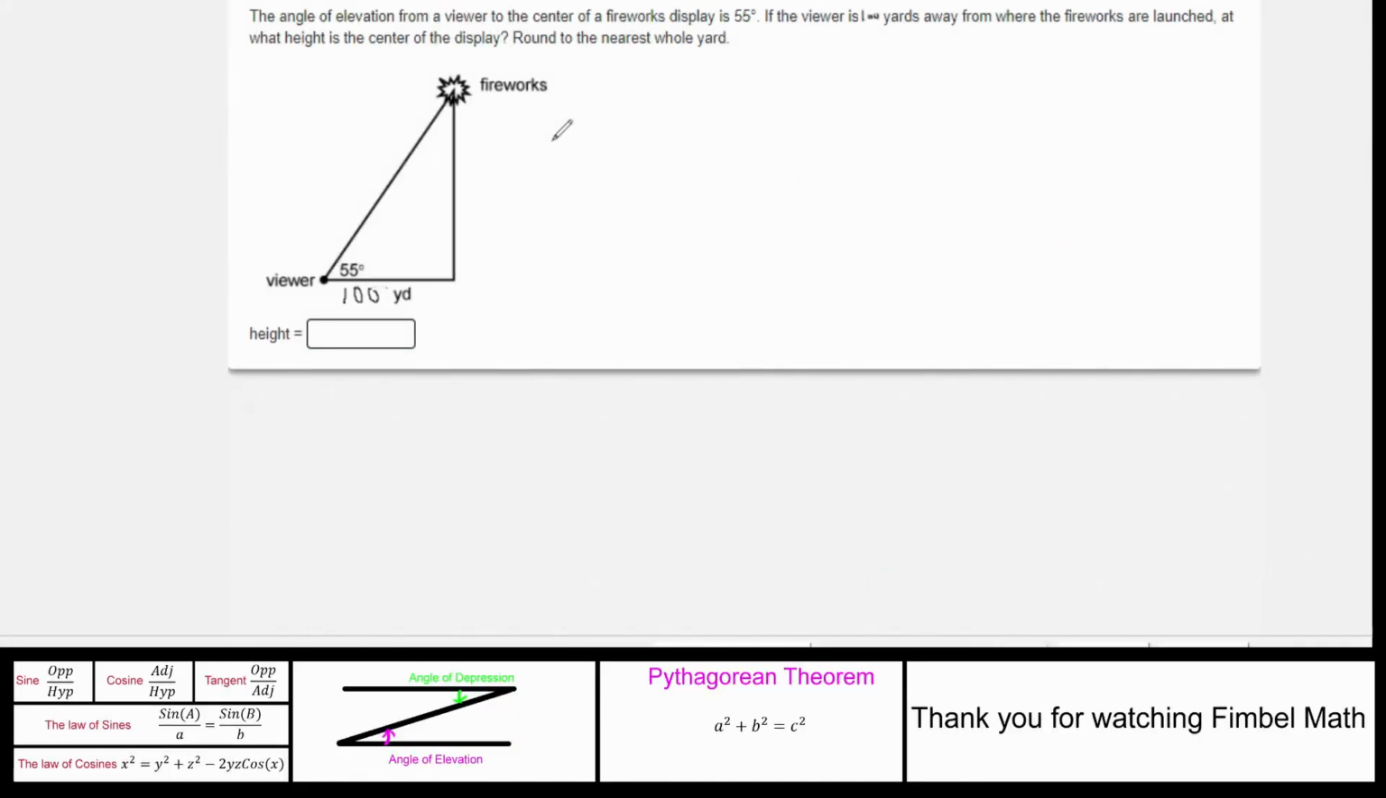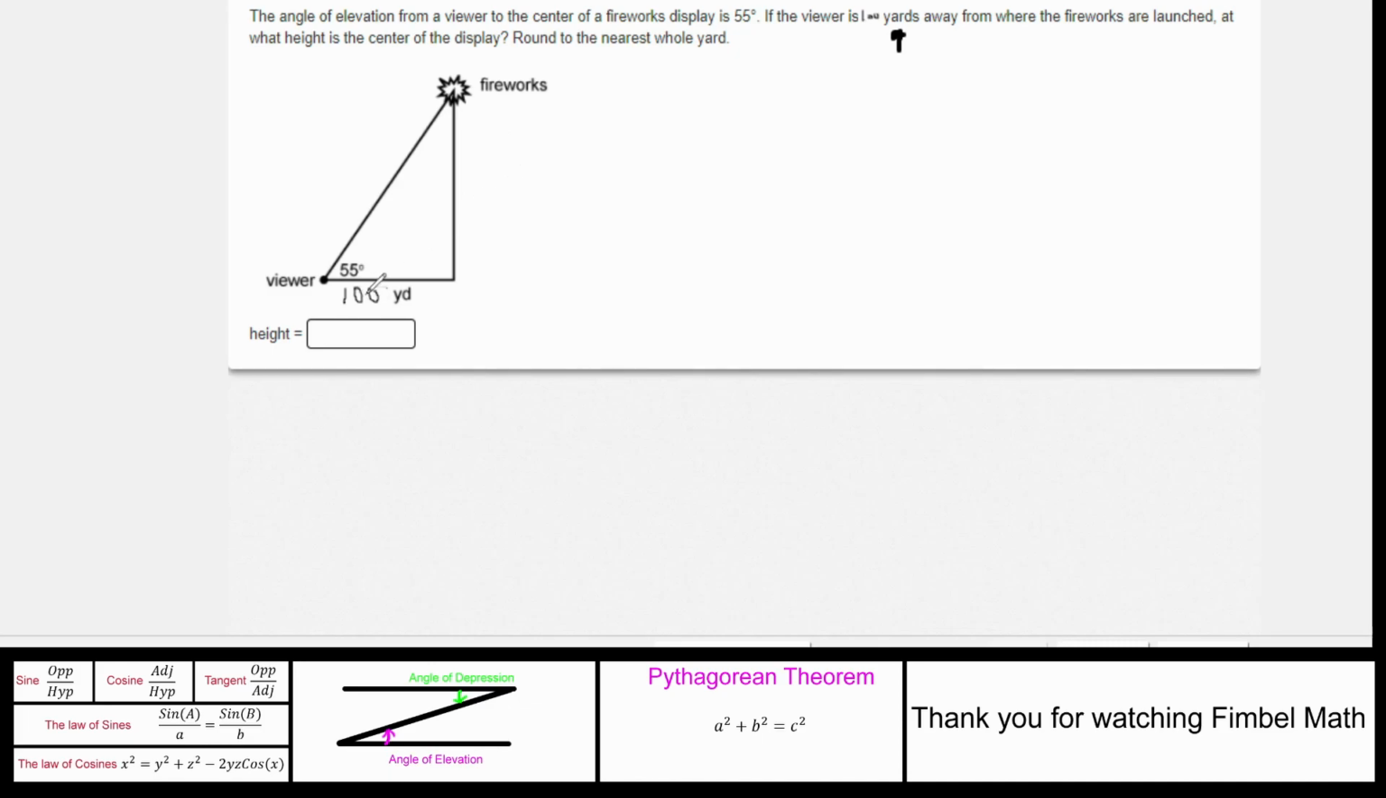All right, so now we have the angle of elevation from a viewer to the center of a fireworks display is 55.5 degrees. If the viewer is 100 yards away from where the fireworks are launched, at what height is the center of the display, rounded to the nearest whole yard? So double check that they did give us our measurement in yards and we don't have to do any conversion, and we're good. Let's see.